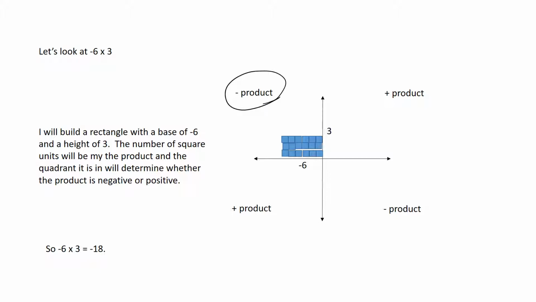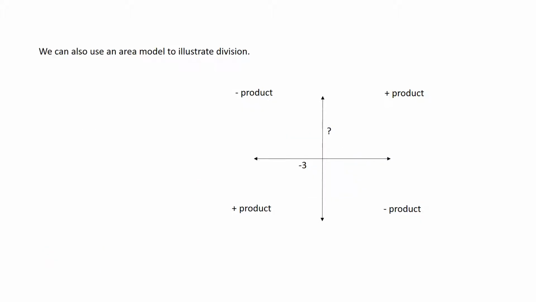Now, if I had decided to make my negative 6 here and positive 3 here, I would still have a negative product. It would still be the same square units, but it would still be a negative product.